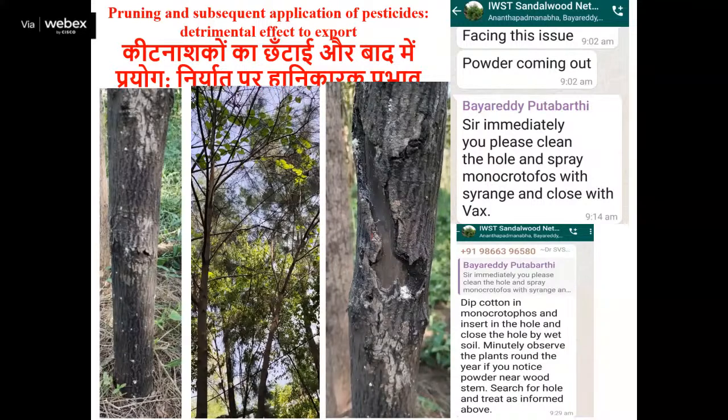There is one person who says, "Sir, immediately clean the hole and spray monocrotophos with a syringe and close it with wax." What is the science? I don't know. When a tree wants to grow healthy, people make a wound and there is advice from somebody. He is advising: immediately clean the hole, spray monocrotophos with the syringe and close with wax. How many days will you spray monocrotophos? And how many days will monocrotophos be effective? All nonsense activities.